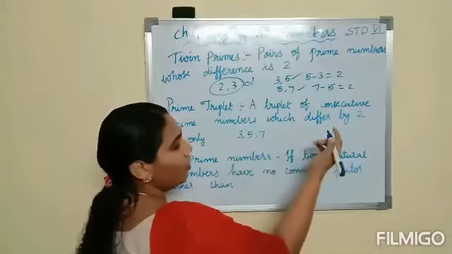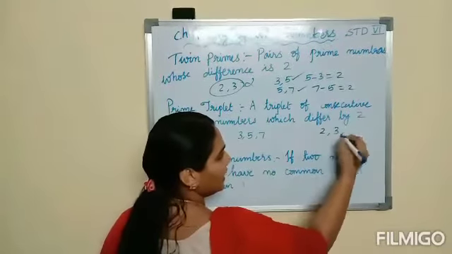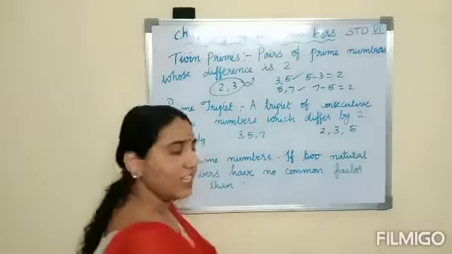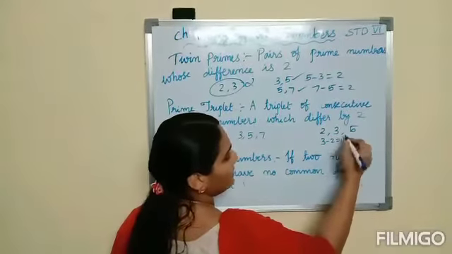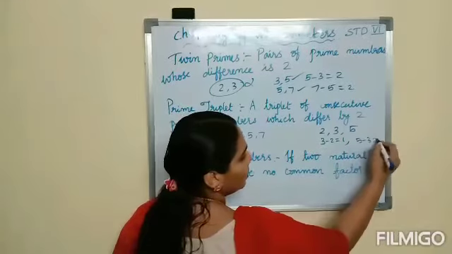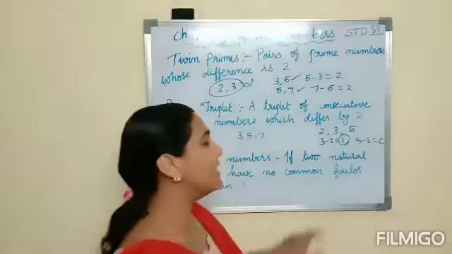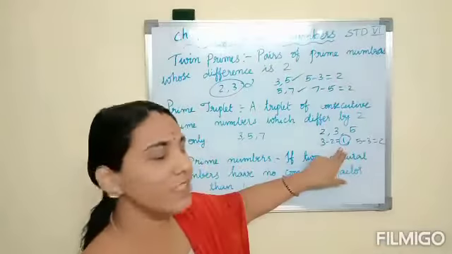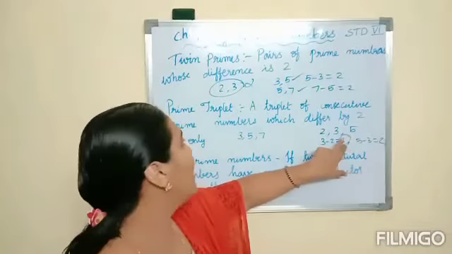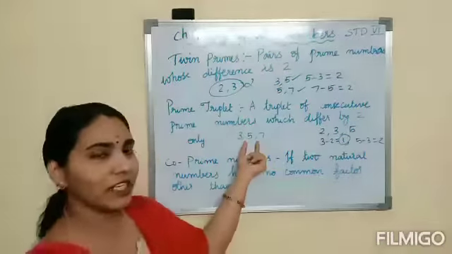You can check here. Okay, we can take another example. 2, 3, 5 if you are taking. What is the difference between 3 minus 2? That is 1. Is it 5 minus 3? What is coming? 2. Here the difference is coming as 1, and here the difference is coming as 2, but here the difference is coming as 1. So it is not a prime triplet.